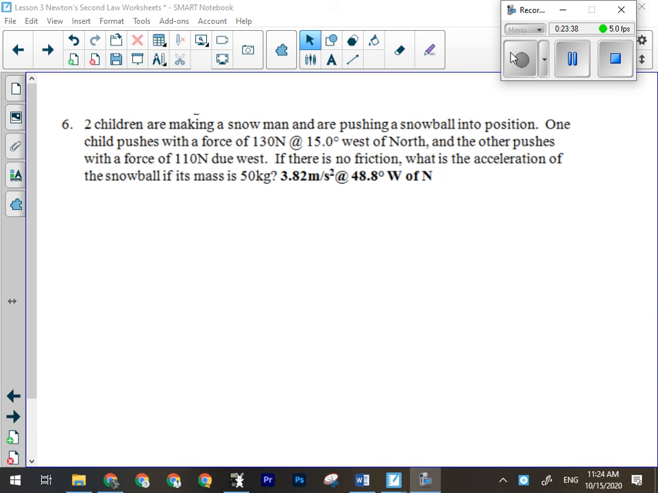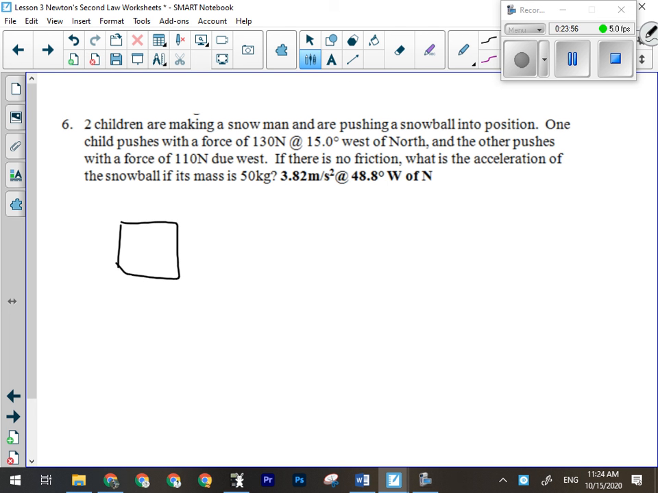So this is our first one that's going to involve us doing a vector diagram, because we've got two angled forces here, two forces that are not acting in the same direction, and net force is still the vector sum of all forces. They're making a snowman, pushing the snowball into position. So I'm first going to draw a free body diagram of the situation.